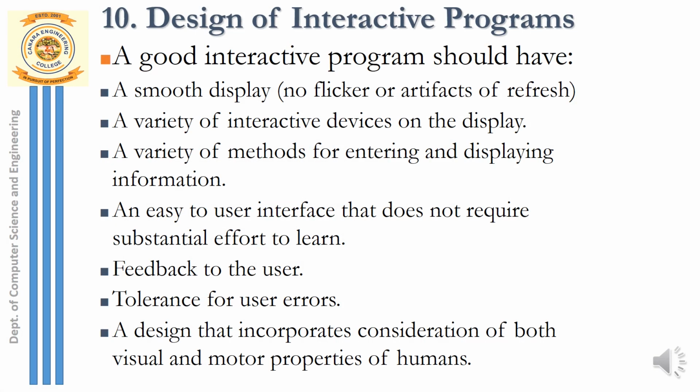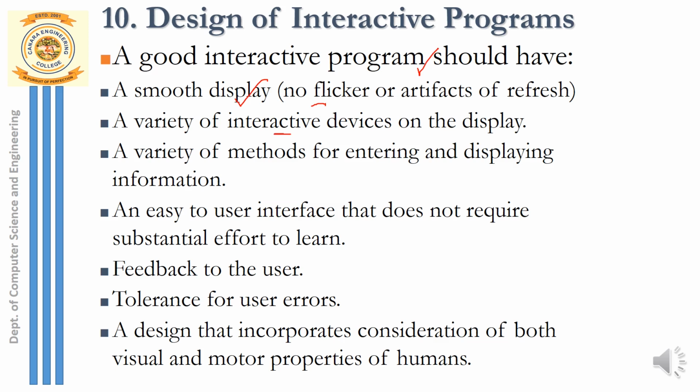Next is how to design an interactive program. What are the different factors a good interactive program should have? When I say an interactive program, it means it's an OpenGL program that you write which is mainly used for interacting with the graphics. So a good interactive program should have a very smooth display. What is the meaning? The graphics displayed on the screen should be smooth, without any distortion, without any flickering effect. So here you expect a very clean display with clean graphics on the window.